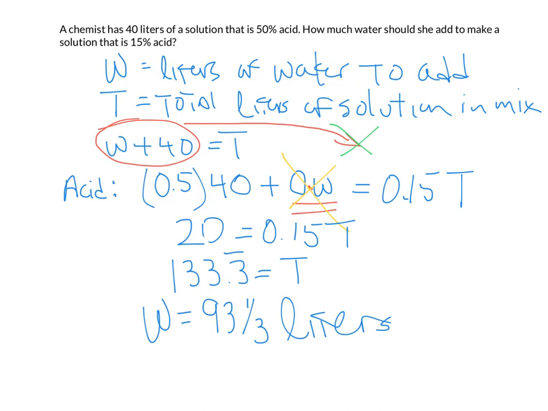However, this turns out to be a really nice way to do this problem, and you could go back and double check for yourself that 15% of 133 1/3 is going to give you 20 liters of acid, and you find that they add up together. The 40 and the 93 1/3 make 133.3. So even though on the face of it it seems like a harder problem, it's actually an easier problem. And I hope that's been helpful in terms of clarifying how these liquid mixture problems work.